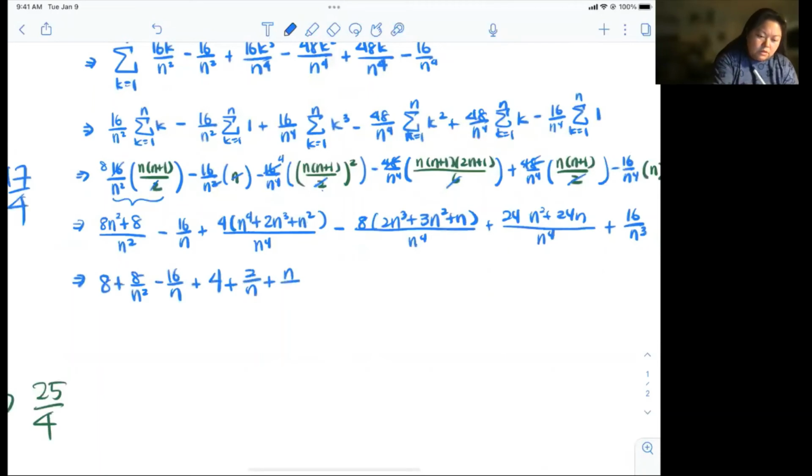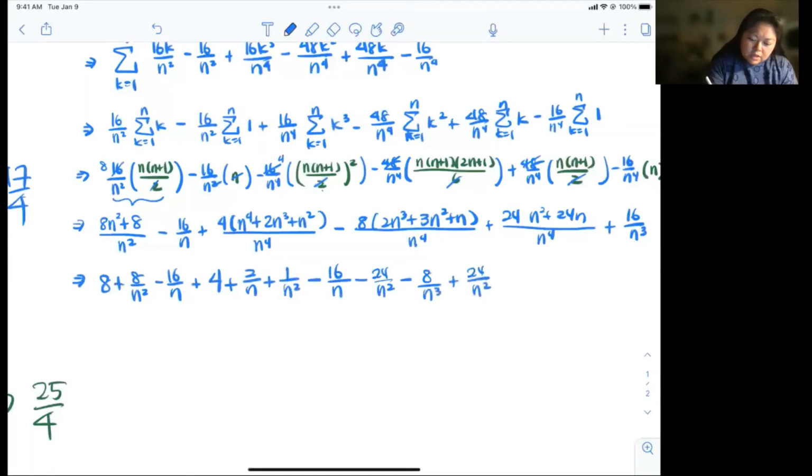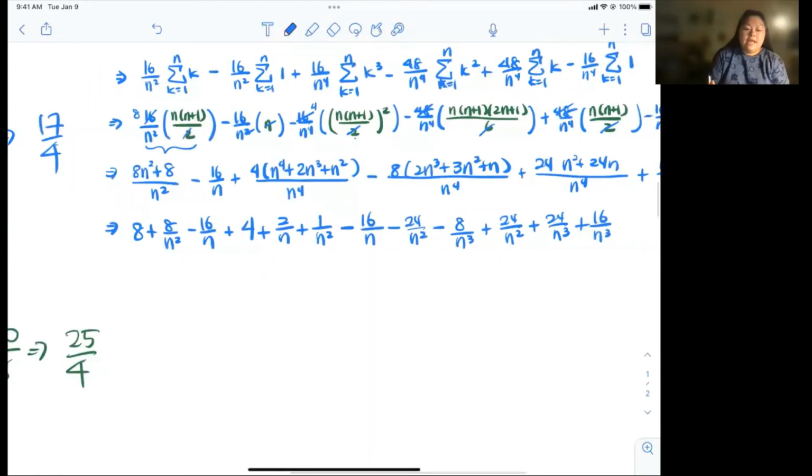Plus n squared over n to the fourth, 1 over n squared. Minus 16 over n, because n cubed over n to the fourth. Minus, I'm distributing the minus, 24 over n squared, minus 8 over n cubed, plus 24 over n squared, plus 24 over n cubed, plus 16 over n cubed. Okay, so keep in mind, how much is n? n is infinity.